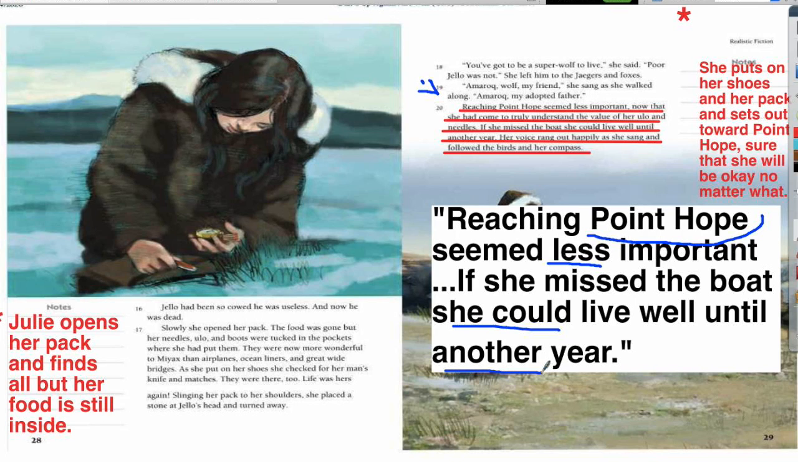Another inference I can make is that at this point, Point Hope, there was a boat, and that maybe she was hoping to get on that boat, but that boat maybe comes again every year. That's why she says living another year. There's a boat that comes every year to get her somewhere, and that's where she's running away to. So just from this paragraph, I could come to a lot of conclusions about Julie and her travels.